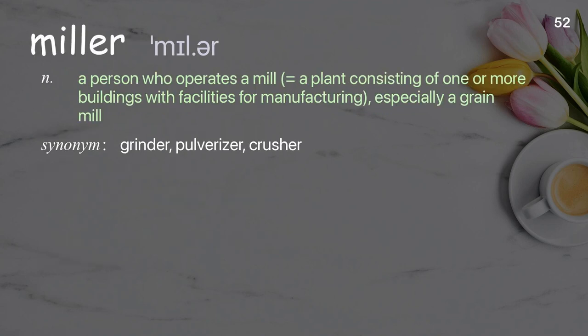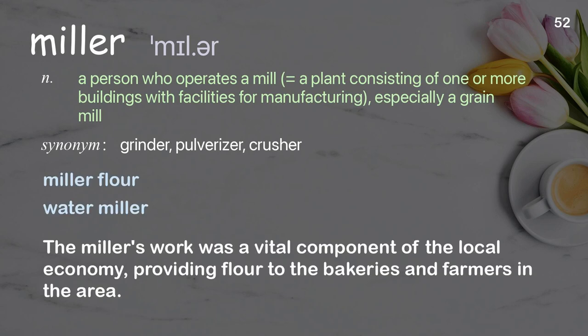Miller. A person who operates a mill, equals a plant consisting of one or more buildings with facilities for manufacturing, especially a grain mill. Examples: miller flour, water miller. The miller's work was a vital component of the local economy, providing flour to the bakeries and farmers in the area.